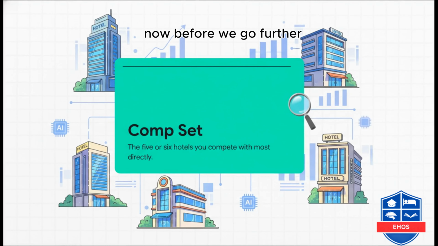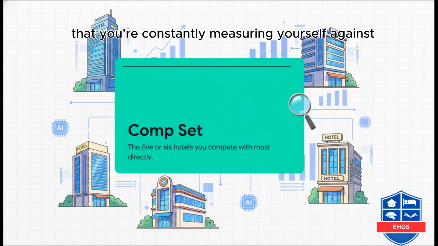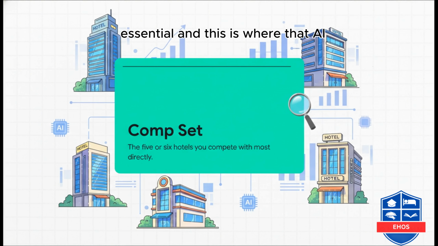Now, before we go further, let's make sure we're all on the same page with a key piece of industry jargon, your comp set. Simple enough, it's just your direct competition. Usually, it's the 5 or 6 other hotels in your market that you're constantly measuring yourself against. Knowing what your comp set is up to is absolutely essential.